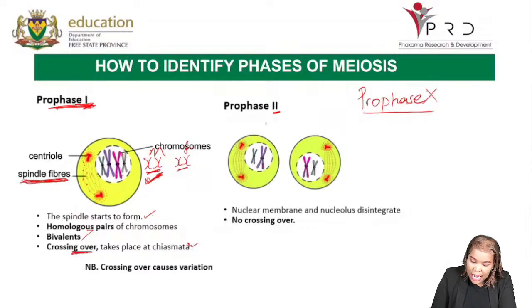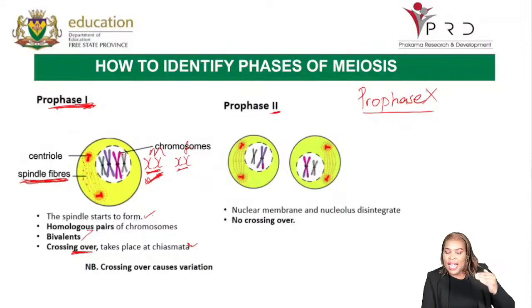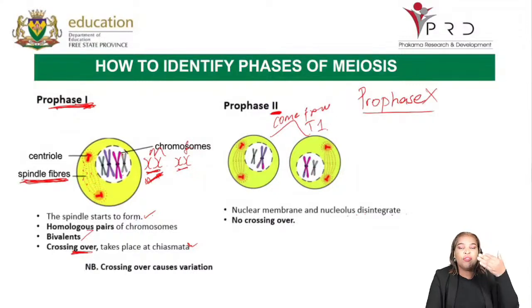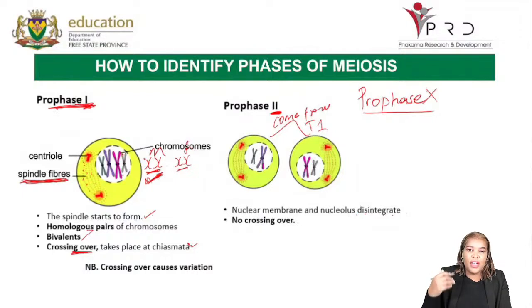Then you come to prophase 2. Prophase 2 is after all these other stages of prophase 1 have happened, but you start the process again at prophase 2. What is happening at prophase 2? The nuclear membrane and the nucleolus disintegrate. Why do you have 2 cells here? The 2 cells are coming from telophase 1. Because after telophase 1, you start the process again at prophase 2. So telophase 1 is where you end up with 2 cells. Now those 2 cells continue to further divide.